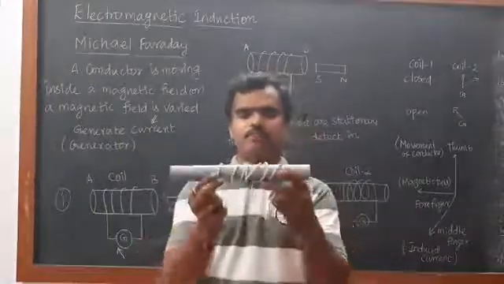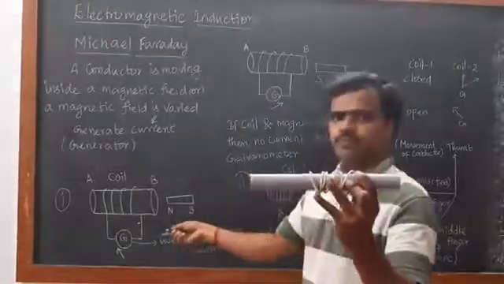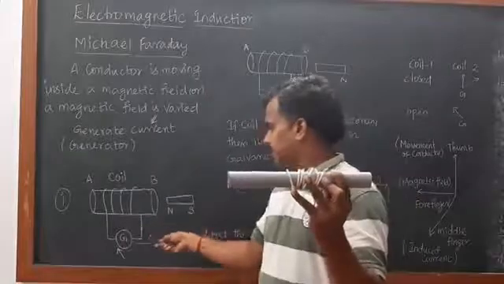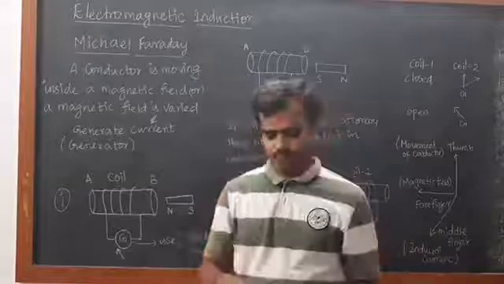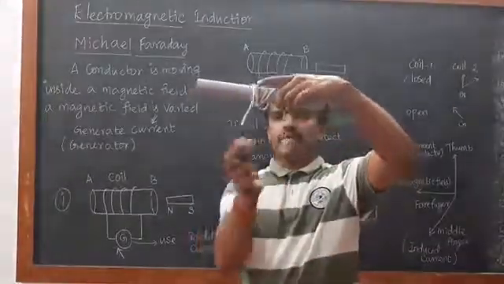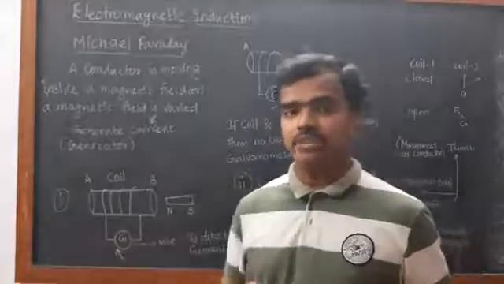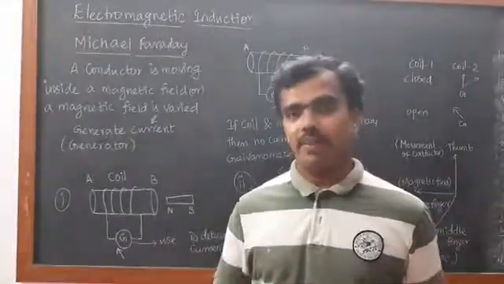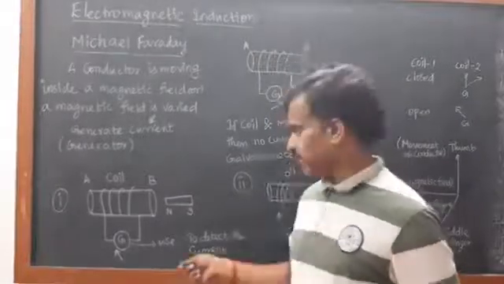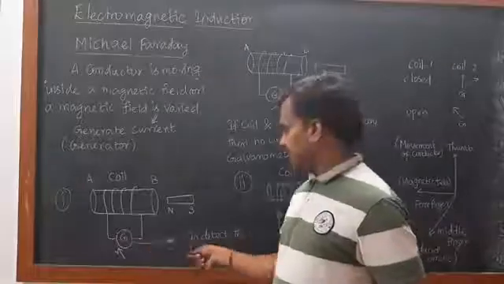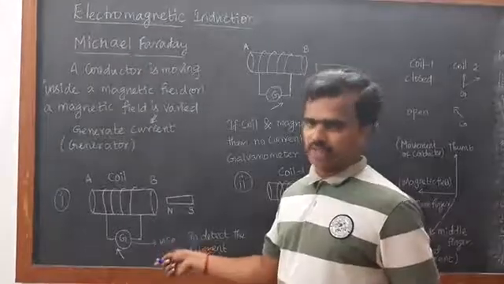Roughly I wanted it like this. So this is the setup. And these two ends are connected with a galvanometer. What is the role of the galvanometer? To detect the current. Don't say measure the current. A galvanometer always detects the current, not measures it. Its role is to detect whether the current is passing inside the circuit or not.